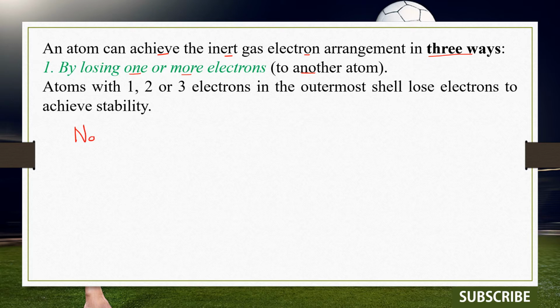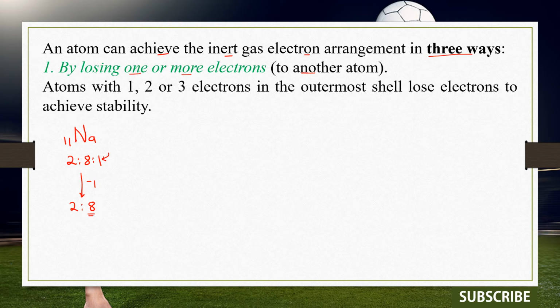Let's take a scenario of sodium. Sodium has atomic number 11. That means the electronic configuration of sodium is 2,8,1. So sodium can lose the outermost electron, this one, to another atom, say chlorine. So it will lose one electron, and the new electronic configuration will be 2,8. And in this case, this will obey the octet rule that we had just seen.